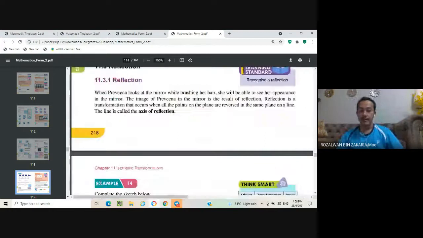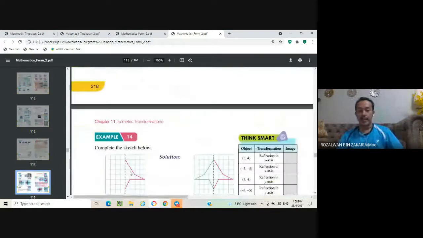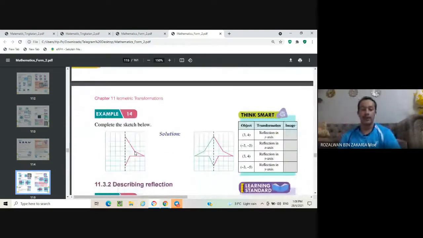Right. Okay, we go to example 14. Complete the sketch below. Okay, given to you one sketch here. So how to complete this one? Actually, the dotted straight line here, this one is the axis of the reflection. So to complete this one, you have to draw the image for this reflection. The object given to you is on your right side, so the image should be on your left side.